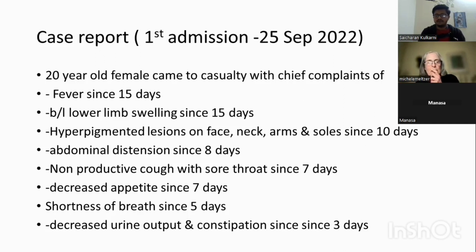Yes, ma'am. She also had a non-productive cough, ma'am, dry cough with sore throat, since 7 days. And she had the symptoms of systemic inflammation like loss of appetite and generalized weakness, malaise. The malaise was for how long? It was around for the last 1 week, ma'am, since our admission, on our presentation.